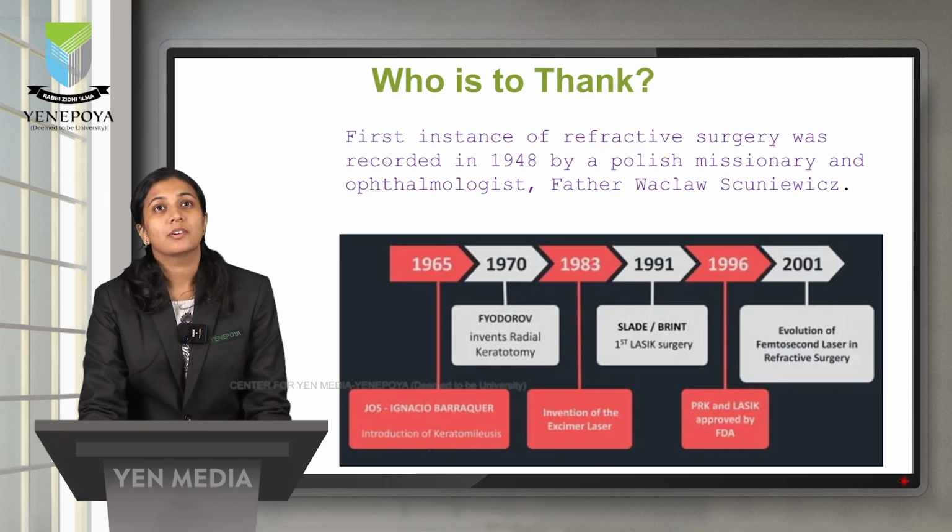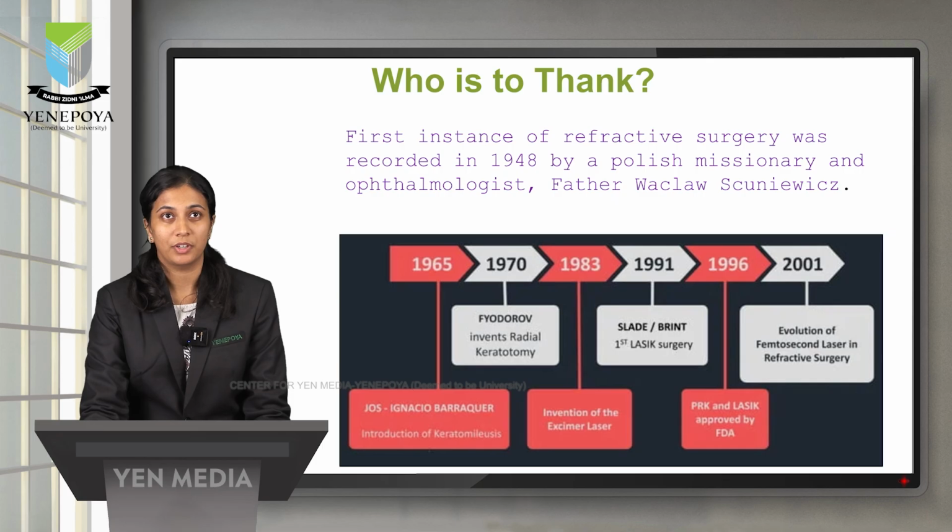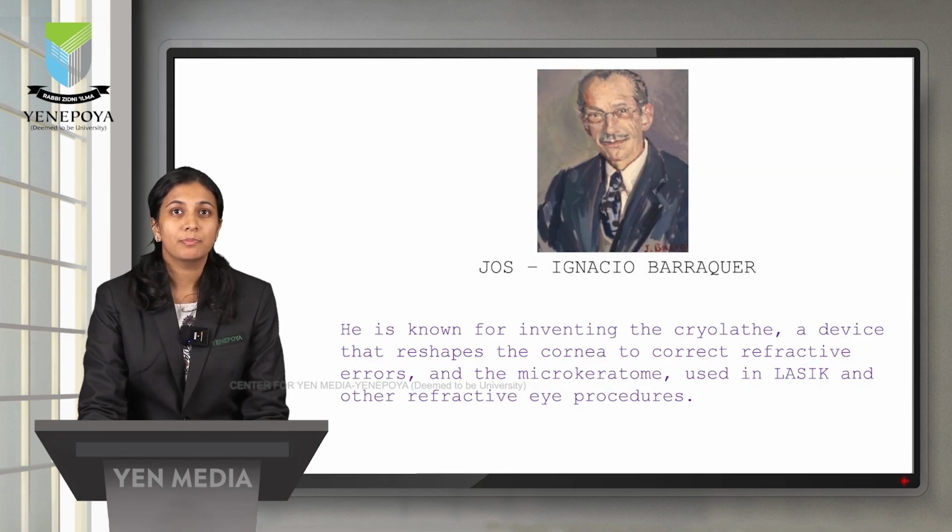The first instance of refractive surgery was recorded in 1948. But Jose Ignacio Barraquer is known as the father of keratorefractive surgery. He is known for the introduction of Keratomileusis, and he is also known for the discovery of two instruments, that is cryolathe and microkeraton, which is used in LASEK.